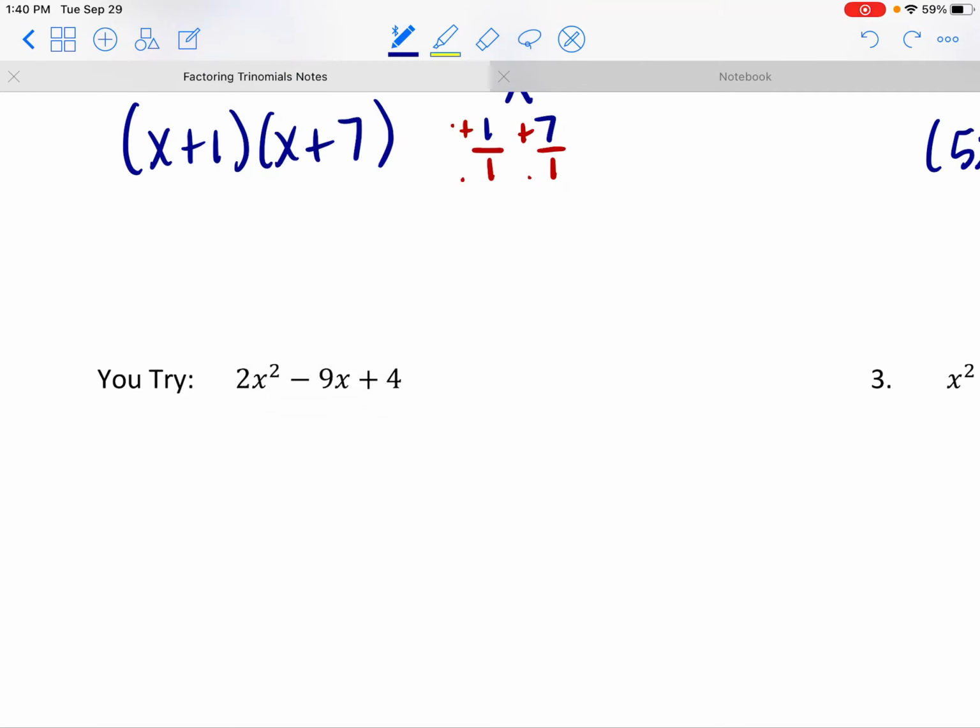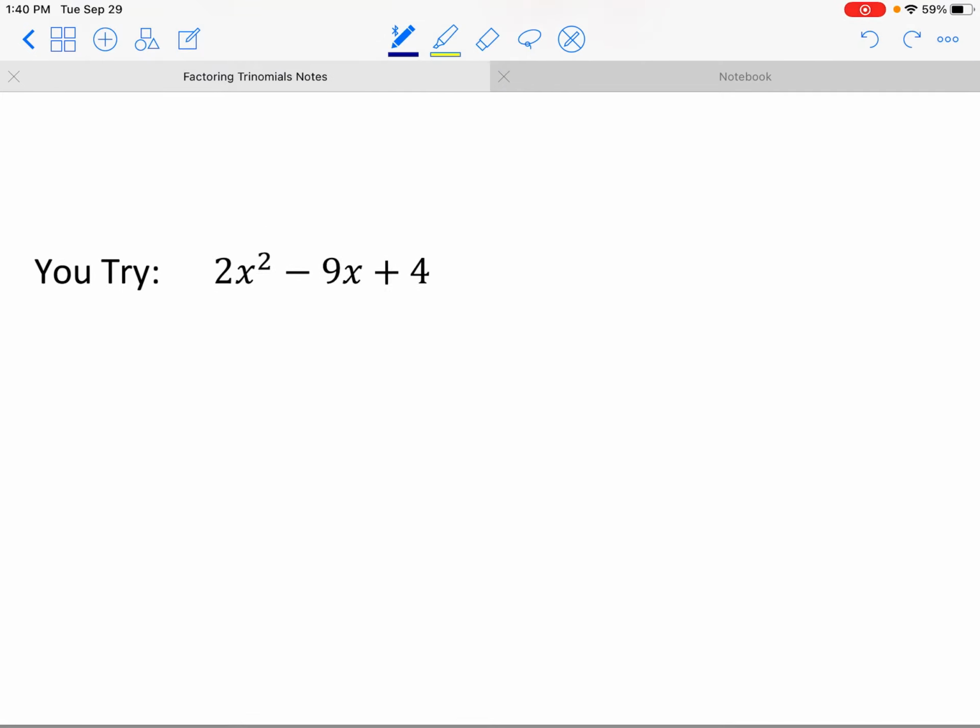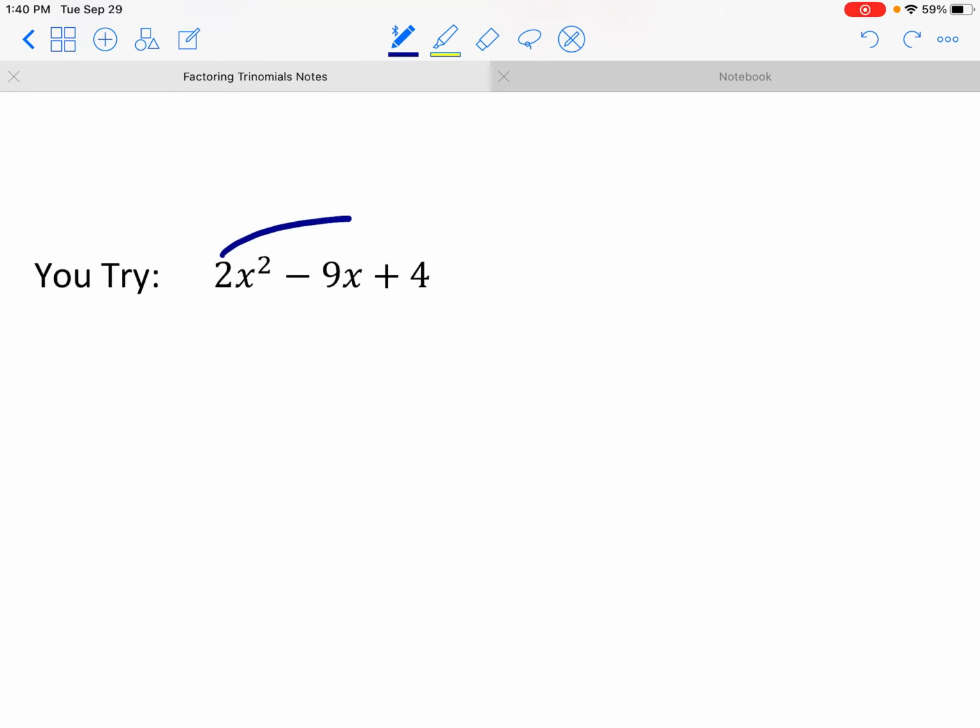I think I did a little too much talking, and I'm sorry if I confused you. But let's try again. We're going to multiply our first and last number, so 2 times 4 makes 8. I need factors of 8 that are going to add to 9. This is a positive 8, so I really need them to add to 9. So 1 and 8, or 2 and 4 are the options for factors. Which pair is going to give us 9? It's got to be the 1 and the 8.